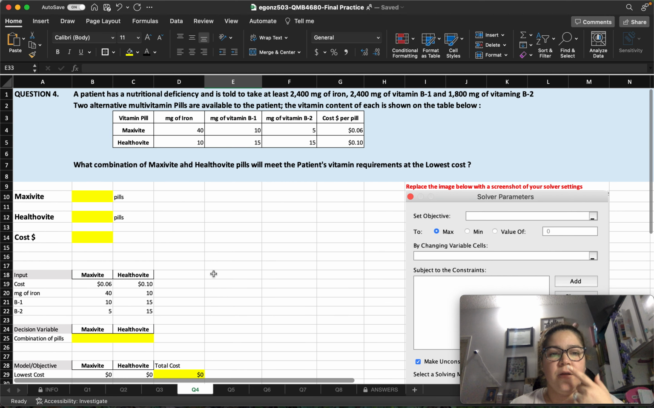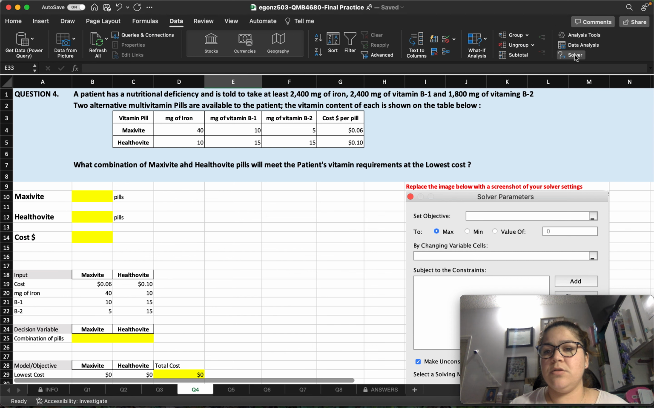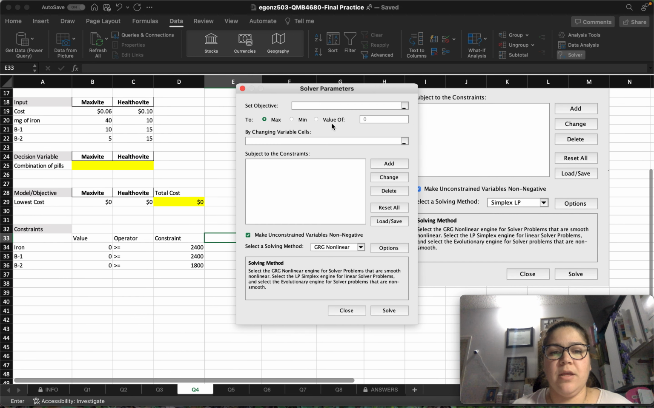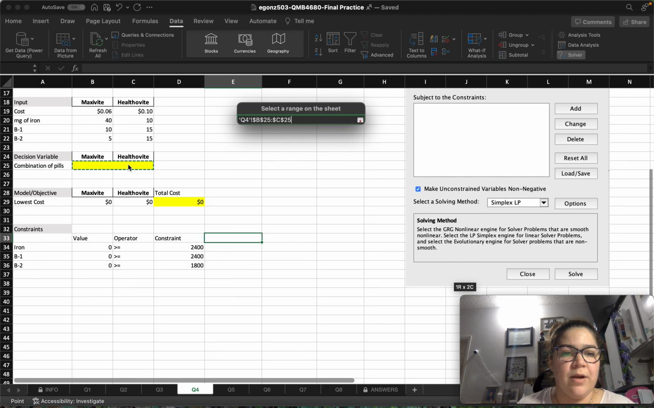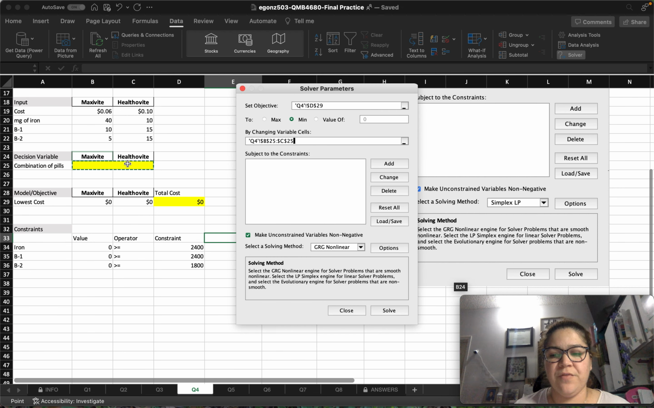Now let's do the solver to see if all of it was correct. So we're going to go to Data, Solver. Instead of max, let's start here. So what is the objective? I'm going to double check my notes. The objective is going to be my total cost. So instead of max, we're looking for the minimum, right? Because we want to pay less for those pills. And which cells are we going to be changing? These 2, right? We're always going to be changing the decision variables, pretty much.